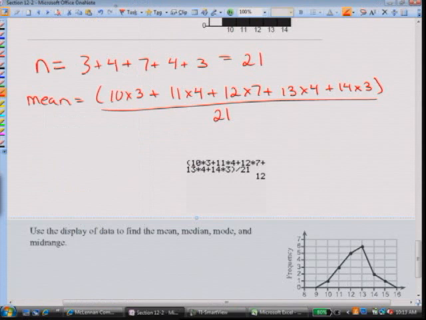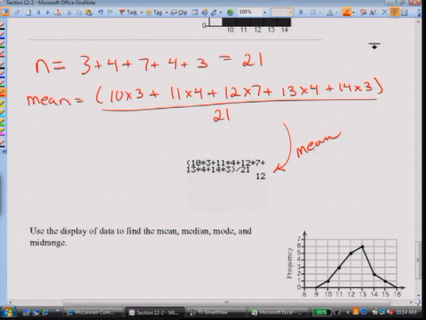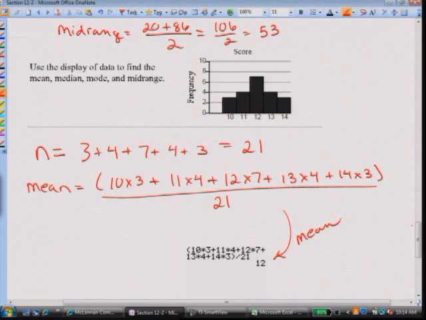So that's my mean. All right, the median we can do with our little counting trick. There are 21 data values. So if you do 21 plus 1, that's 22, divide by 2 is 11. So you're looking for the 11th spot.